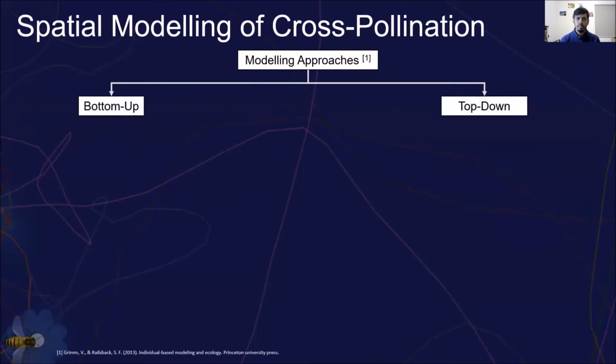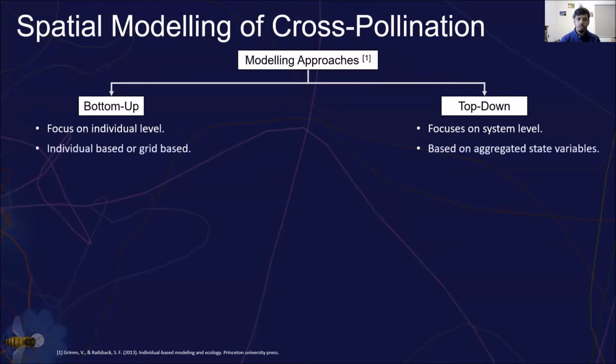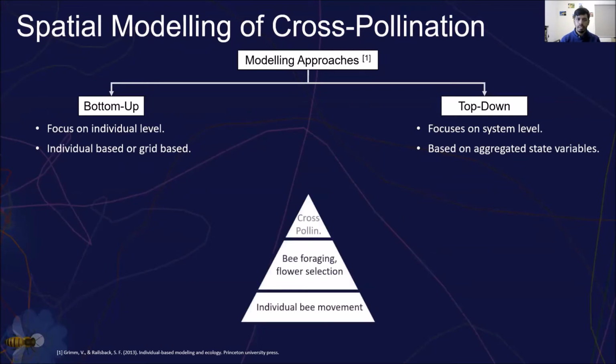These modeling approaches can be broadly categorized into two: bottom-up modeling and top-down modeling approaches. For the current context, I will define the characteristics associated with each approach as follows. Bottom-up modeling approach focuses on individual level modeling, while top-down modeling approach focuses on system-level modeling. So the bottom-up approach is usually a grid or individual based, while the top-down approach is integrated state-level based. Next, let's look at how these approaches can be used in building spatial models for cross-pollination.